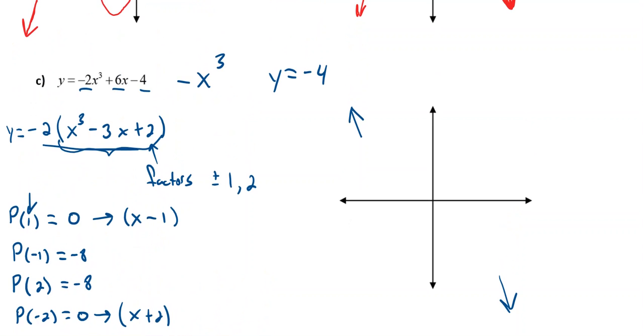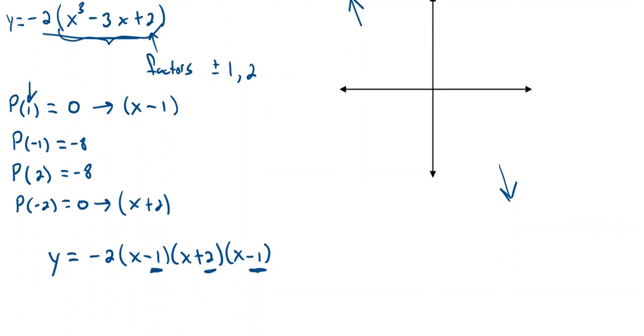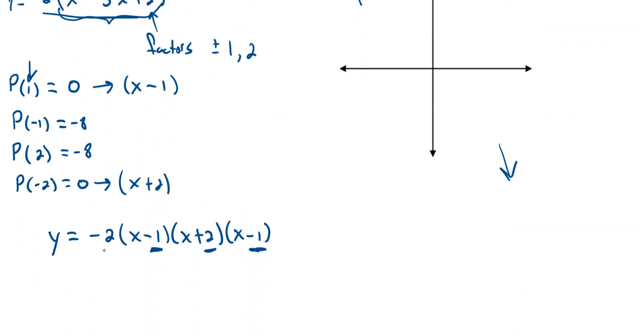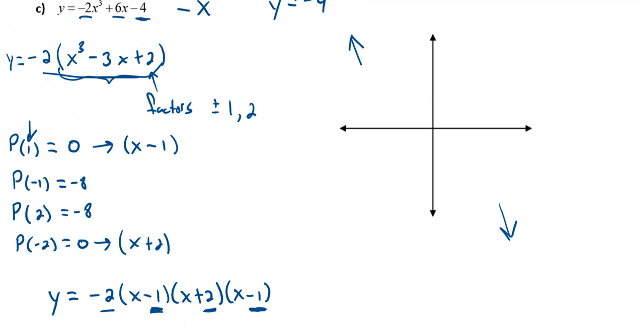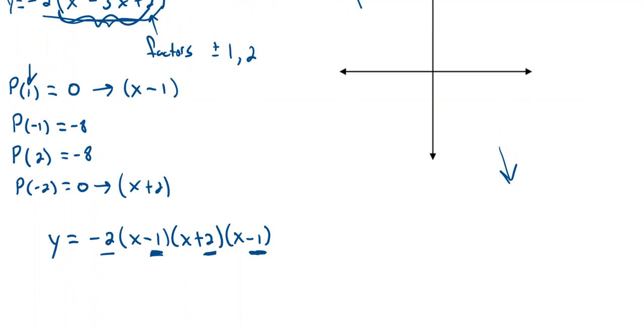We could have also said that when it was in this form, negative 2 times negative 1 times 2 times whatever this is would just have to equal negative 4. Either way works, but it was probably easier to only look at this part of it and ignore the 2 when we were doing it there.